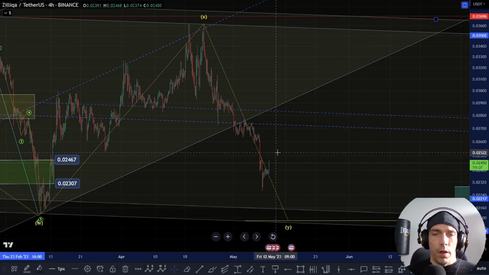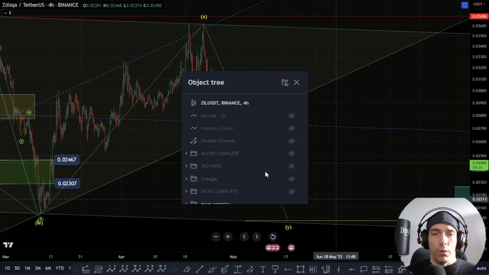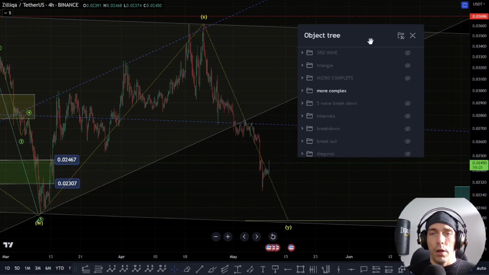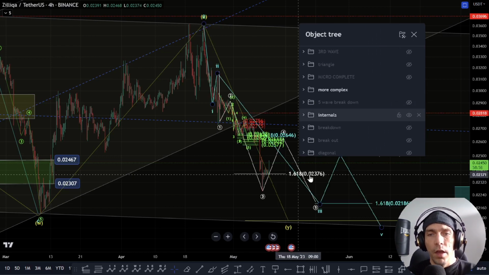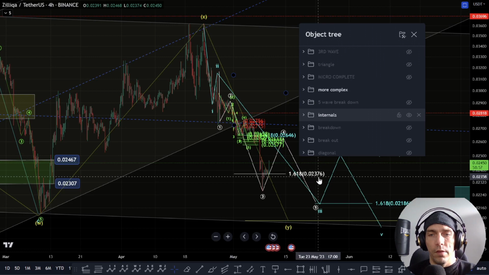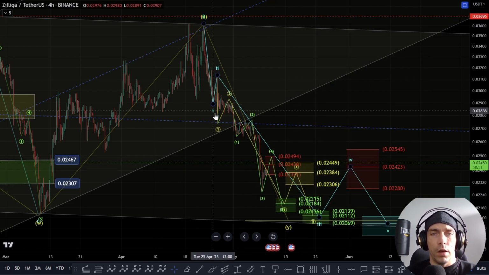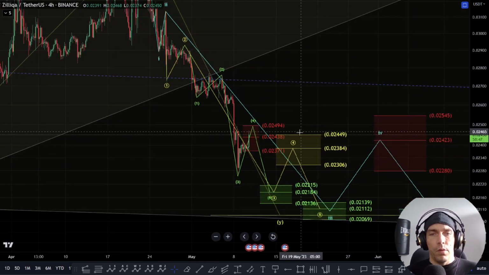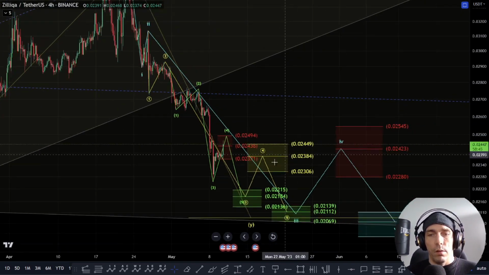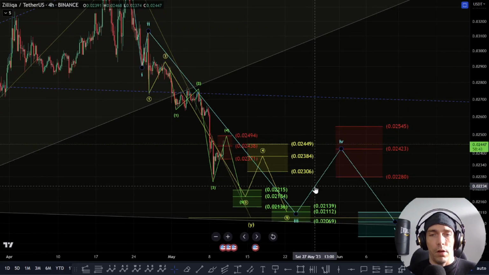So let's have a look at the internals of what we would be thinking is going on. Now, last time we did a video, we were talking about the possibility of breaking down here, and we're looking for this 0.2376 as a typical 3rd wave area. Now, I've redone this count so that it's a bit neater, because I think that if this is a 5-wave sequence, we could actually have a series of additional legs to go down here.